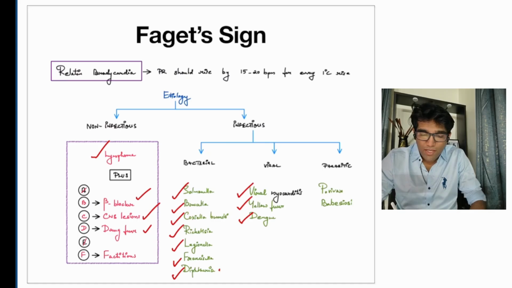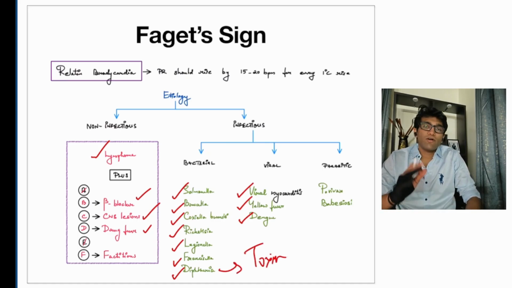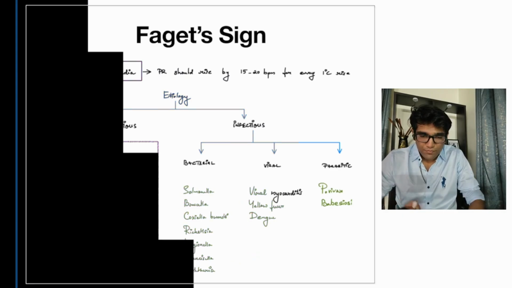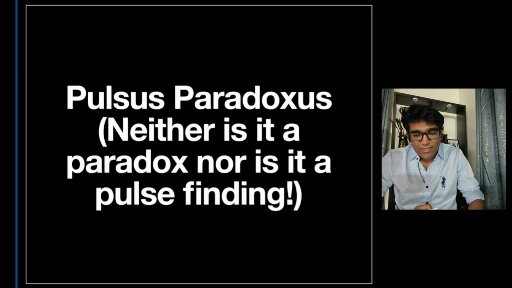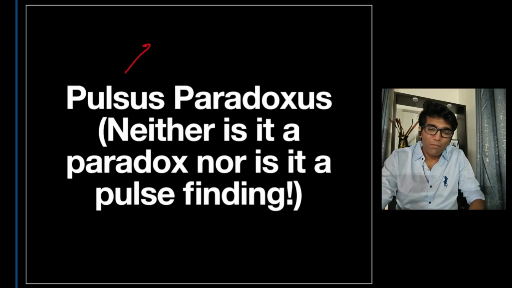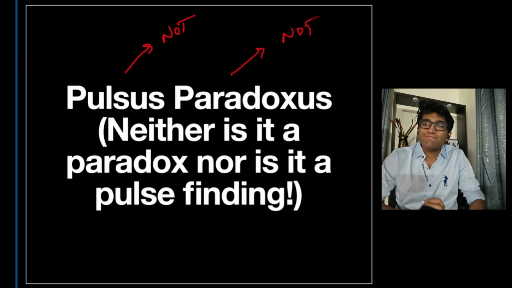But diphtheria produces a toxin. Okay, the other entities are actually causing direct myocarditis. So okay, moving on. So we'll now be discussing pulsus paradoxus. Now, the name itself is a misnomer. It is not a pulse sign, and it is also not a paradox.